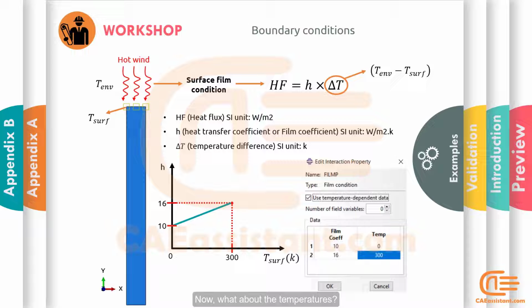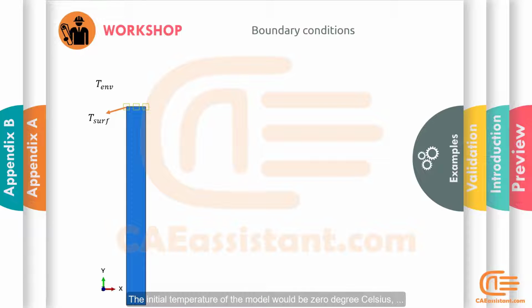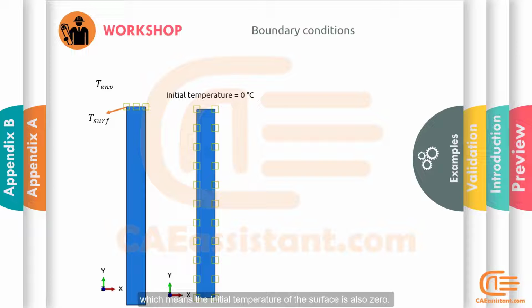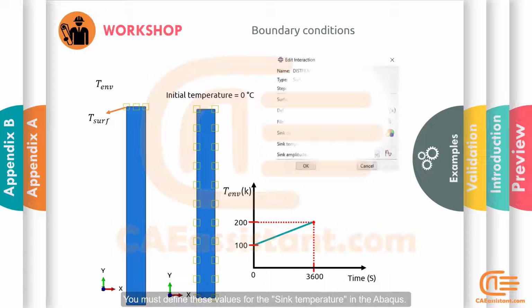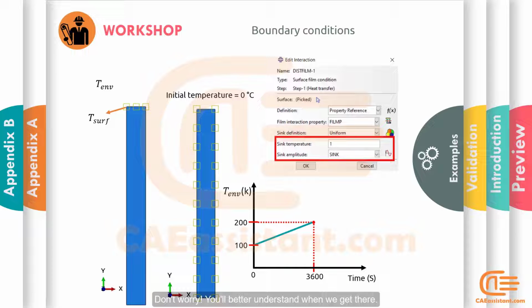Now what about the temperatures? The initial temperature of the model would be 0 degrees Celsius, which means the initial temperature of the surface is also 0. The environment temperature changes according to this diagram. At first, it's 100 and increases as time passes. You must define these values for the sink temperature in Abaqus. Don't worry, you'll better understand when we get there. Well, these were all the initial conditions you needed to know to start the simulation. We've told you there would be 2 models.